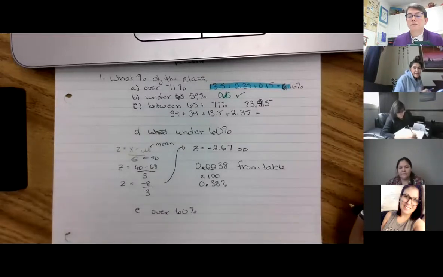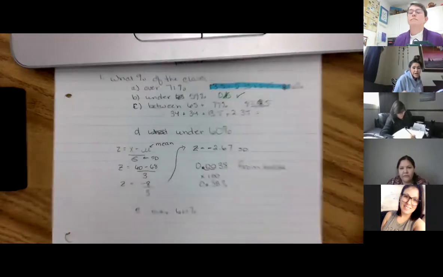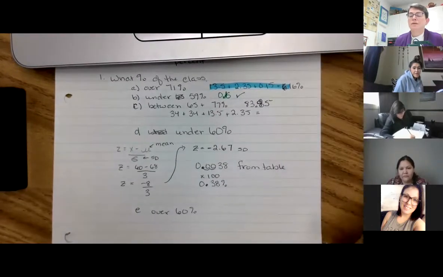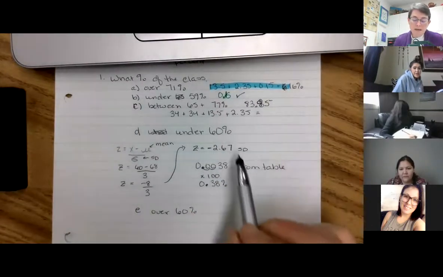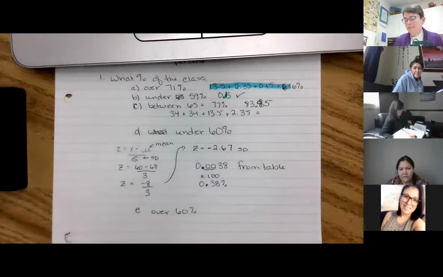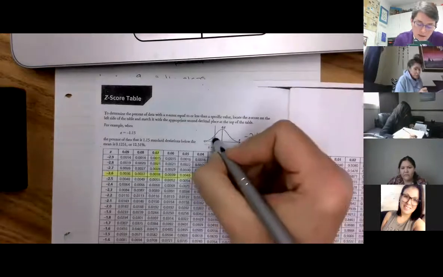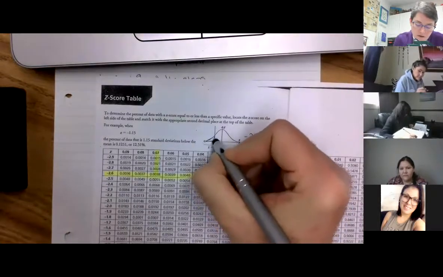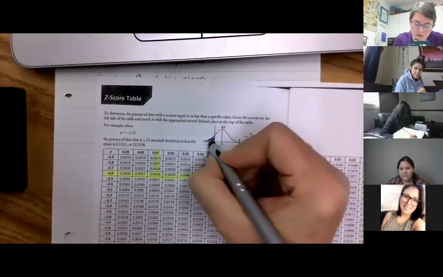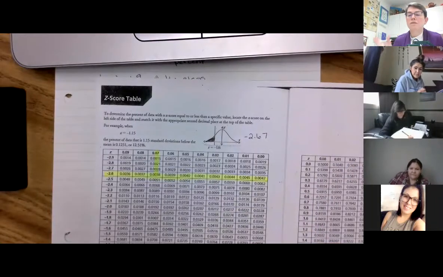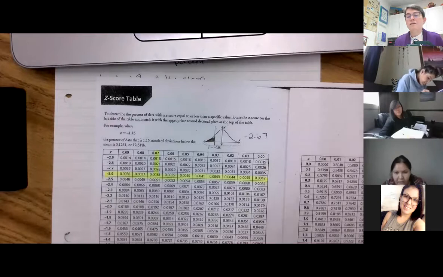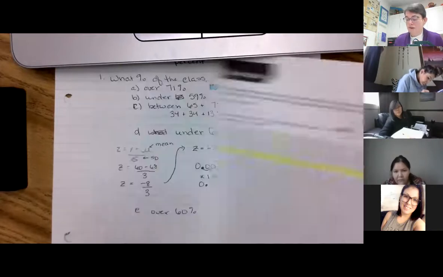Would you just minus that from 100, like the answer we just got? Yeah, I was going to do a separate question, but why? So yeah, just be careful. Every time you use your handy dandy Z-score table, it's always giving you this tail. It's always giving you the amount that is left of the graph. So if you need more, then you just subtract.